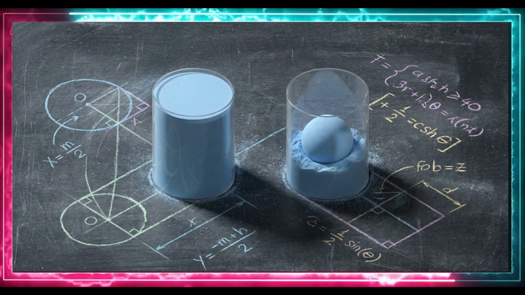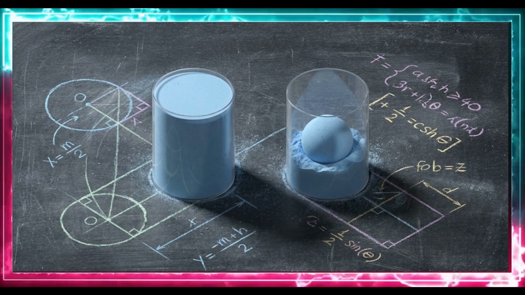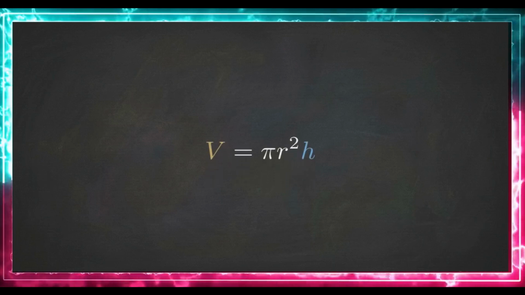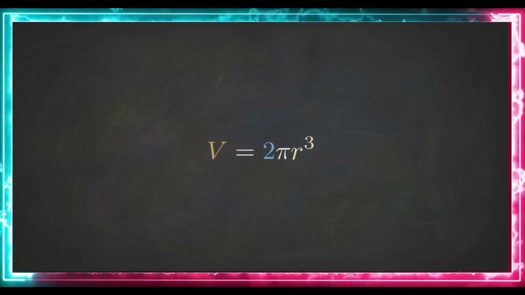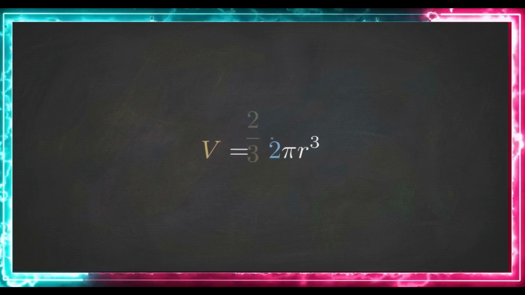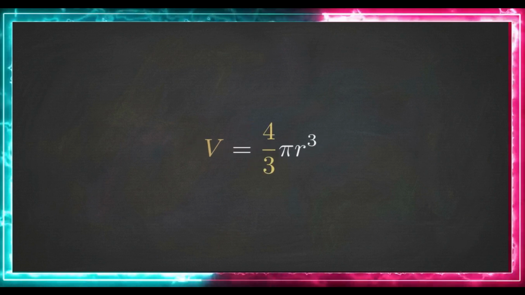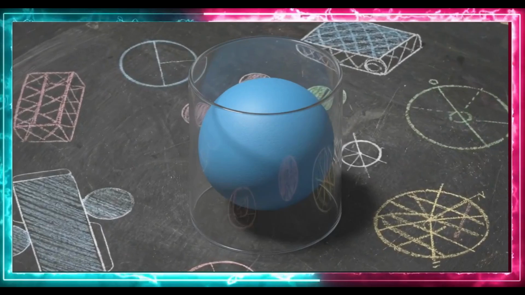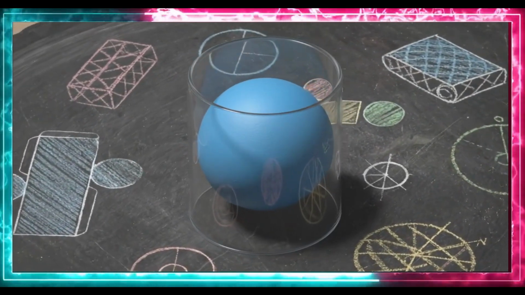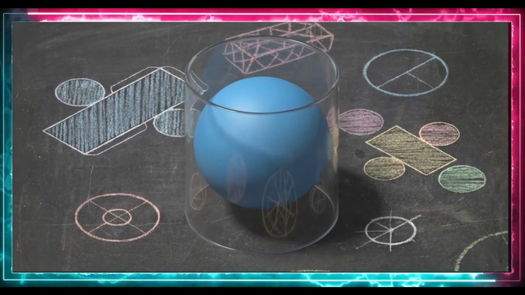For volume, Archimedes proved that the sphere occupies exactly 2/3 of the bounding cylinder's total volume. If we take the cylinder's volume, πr²h, and substitute h for 2r, the bounding cylinder's volume is 2πr³. Multiplying that cylinder volume by 2/3 brings us to our final result, 4/3 πr³. The ratios found in these formulas are not arbitrary. They are the mathematical result of how a sphere fits within the cylinder that contains it.